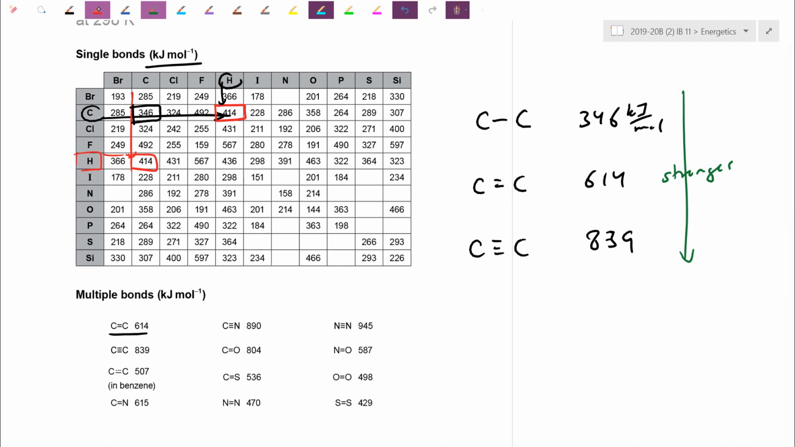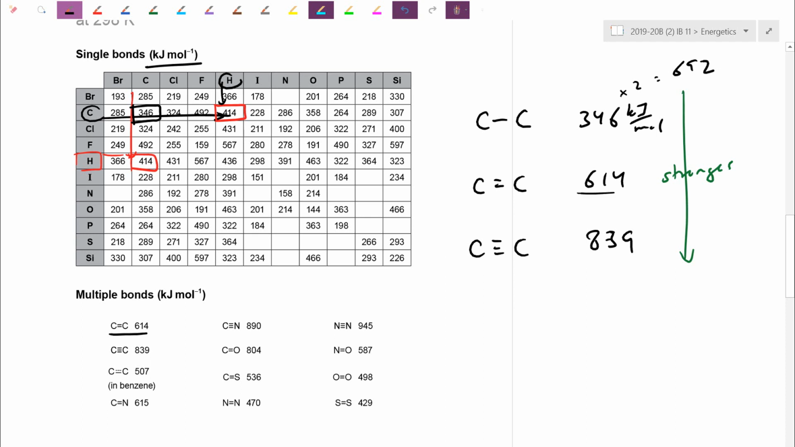And yet, when I take a look at this here, a double bond is not just 346 times 2. 346 times 2 is 692, right? If I just multiply by 2, that should give you the strength of a double bond, which should be 692. And yet, when they do that experimentally, the bond strength is only 614.